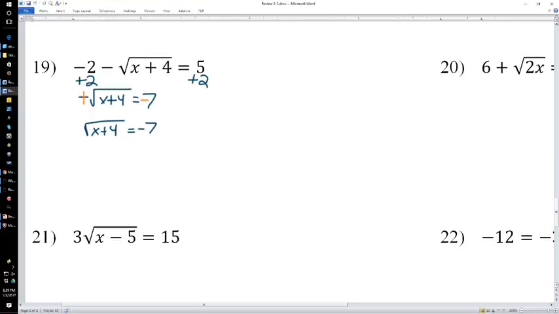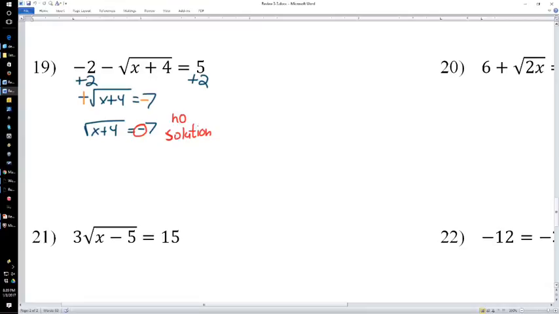Now the square root of something can never equal a negative number. So a square root will never give you a negative number. So for this one, it's no solution. Alright? If it had been a positive 7, we would have gone ahead and squared both sides. So let's just say that was a positive 7 for just a second. We'd square both sides and we get x plus 4 on the left and we get 49 on the right. Subtract the 4 and go on from there. But since it was negative, we got to deal with it as it is. I will never take the square root of something and get a negative number.